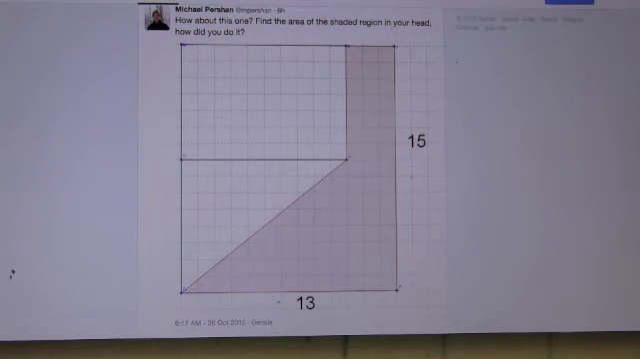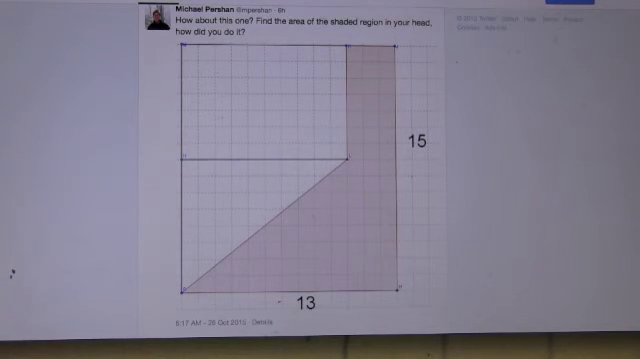And then 28, 42, 15. 70, 15, 85. There we go. Pick's theorem confirms that the area of that shaded region is 85. It's interesting. Totally different way of looking at it.